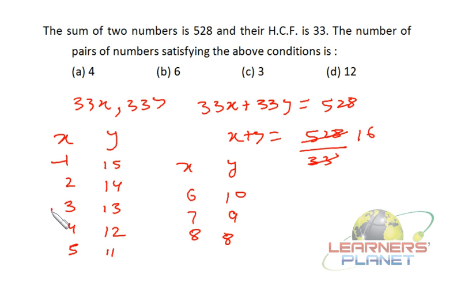Similarly, we can take the pair of 3 and 13. We cannot take the pair of 4 and 12 since it will not give the HCF as 33. We can take 5 and 11. Then we can take 7 and 9. In all these 4 pairs the numbers are co-prime to each other, so they will maintain the HCF as 33. So we have 4 choices. Okay, friends.